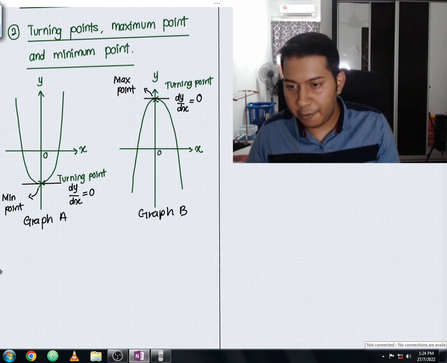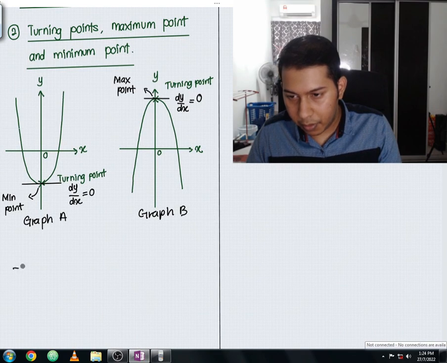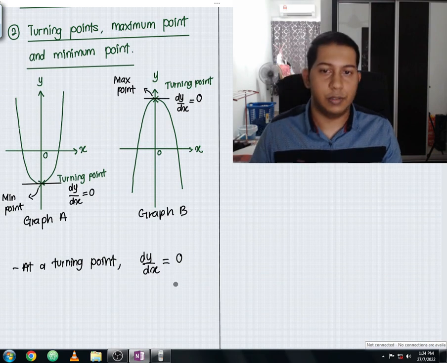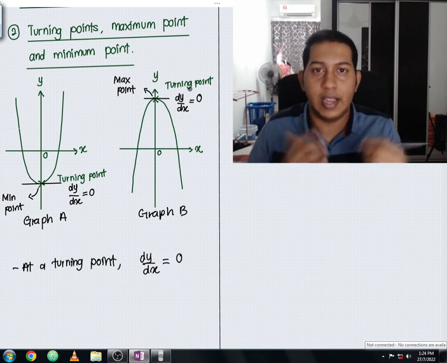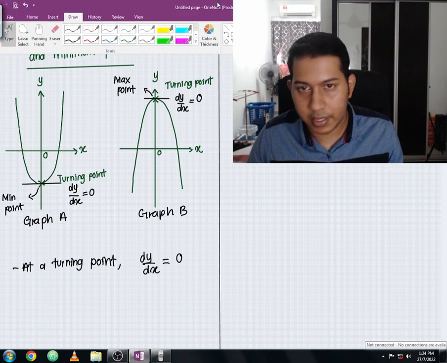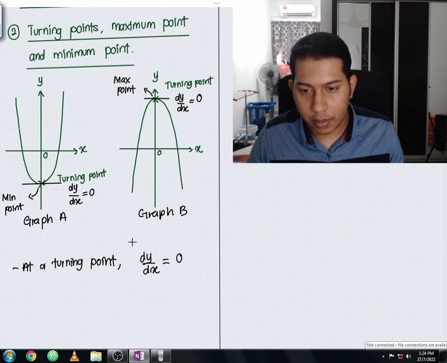Whenever you see a turning point, at a turning point, remember this always: your dy over dx will always be equal to 0. This is the explanation why it always equals 0, guys, at the turning point. So let me box this, and please remember this.